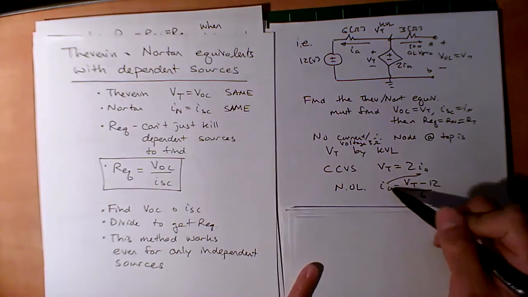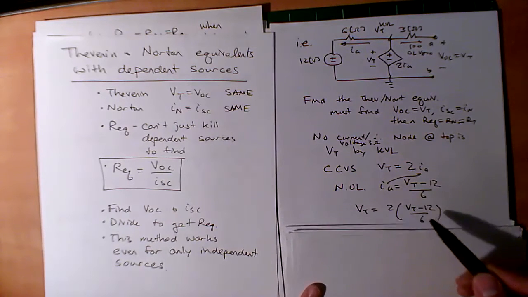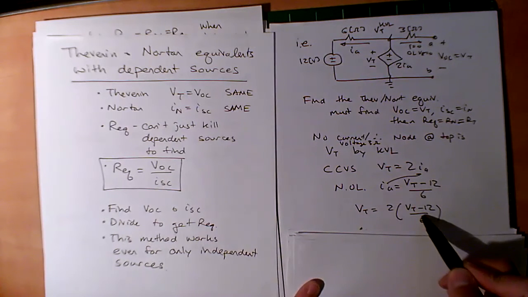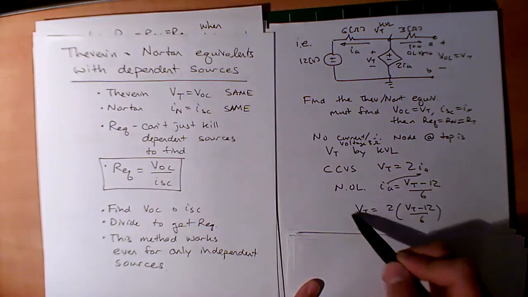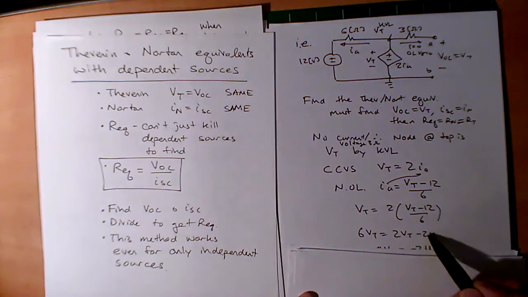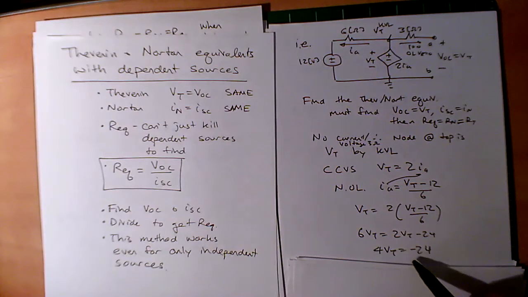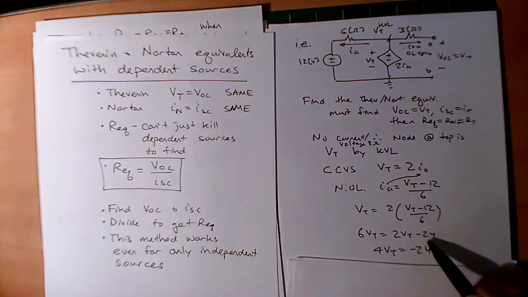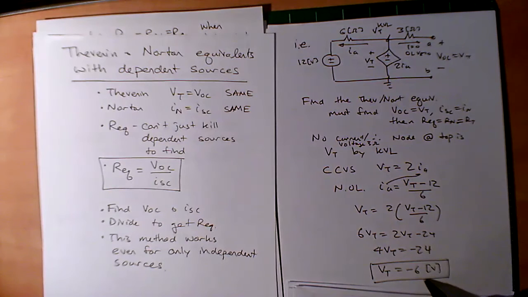Let's see, I can take this and just plunk it right in. What do I get? I get 1 equation, 1 unknown, which is VT. Not too bad. So I can bring the 6 over, and I get 6 VT = 2 VT - 24, right? 2 times negative 12 is negative 24. Bring this over, I get 4 VT = negative 24, and VT is minus 6 volts.